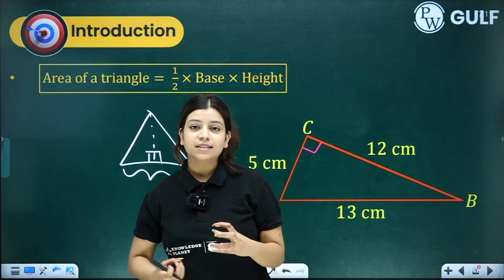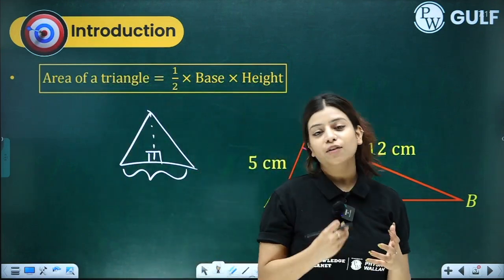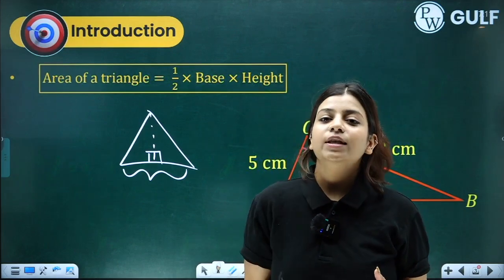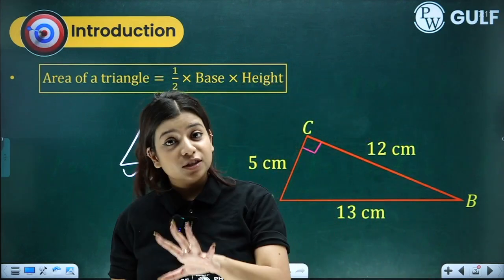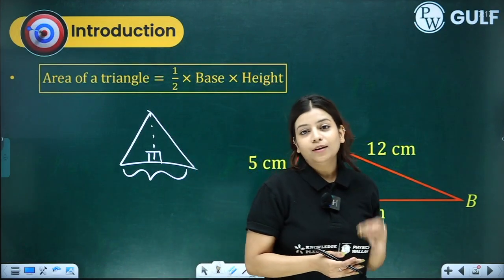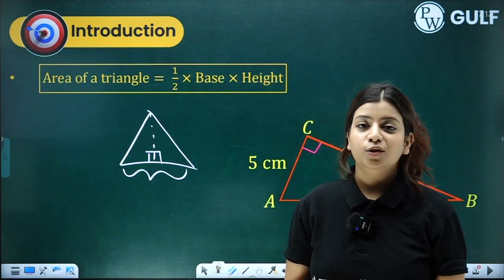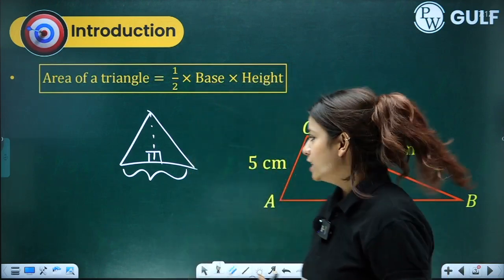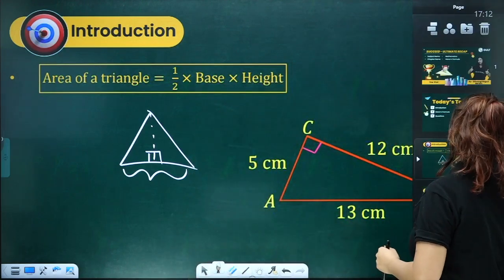where the triangle is given to us and the three sides of that triangle are known to us. So with the help of those three sides, apart from the height, we are going to learn how to calculate the area of the triangle using those three sides. So, let's start with our Heron's formula.